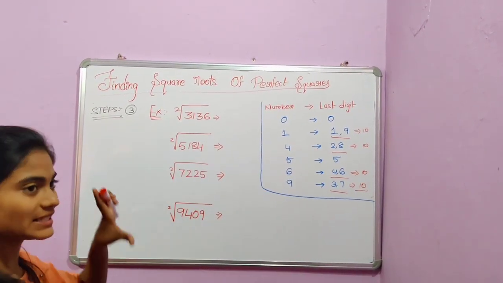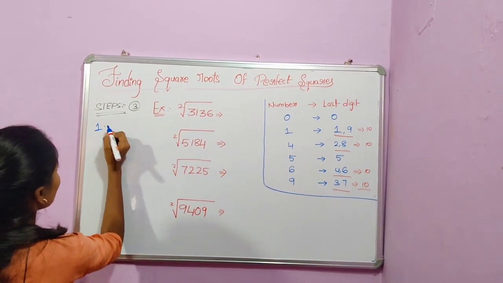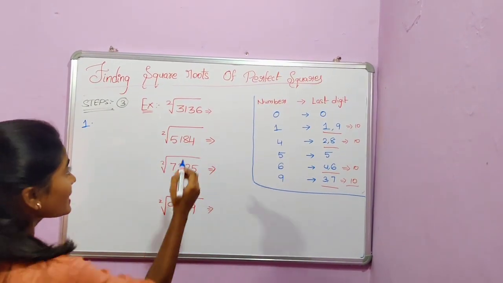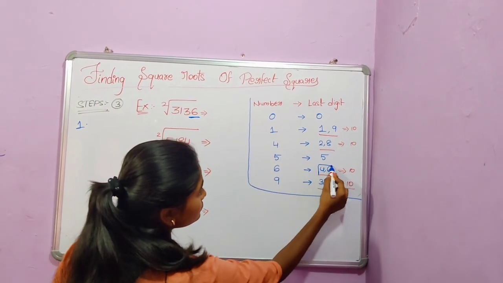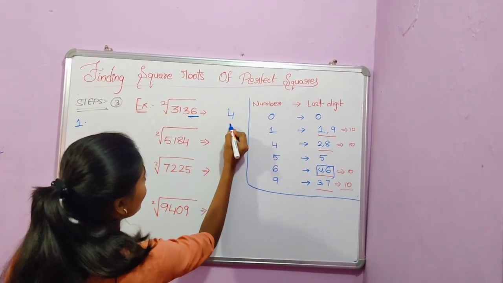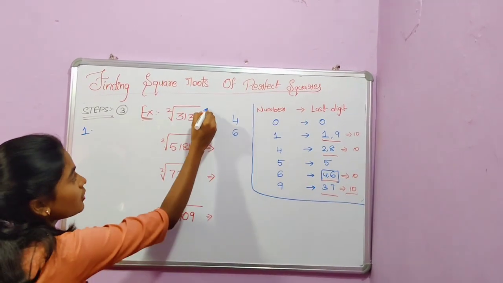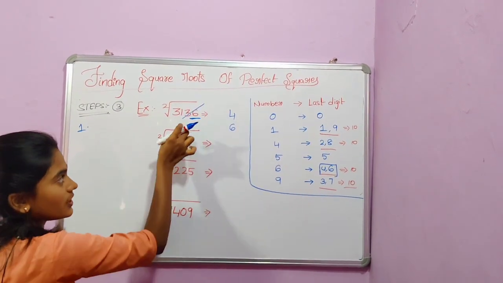Okay, let's see some examples. Here we have 3 steps. Observe carefully. First step, find where we will get the last digit. Here the last digit is 6. Where will we get 6 as the last digit? In the case of 4, and in the same way 6. Write them like this. And now strike off 2 numbers. We are talking about square roots, right? So strike off 2 numbers.